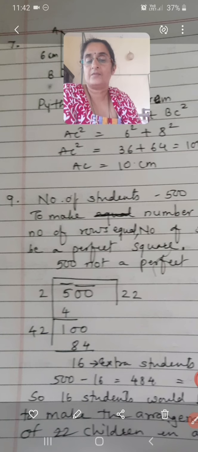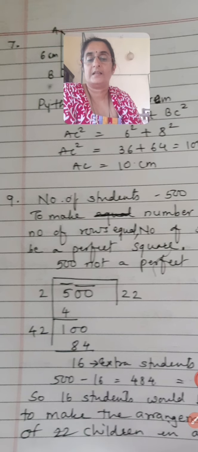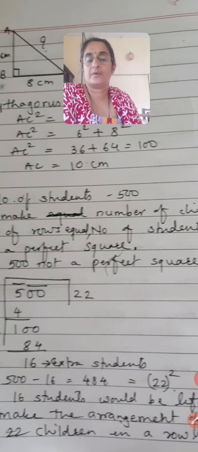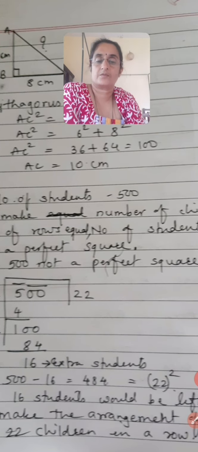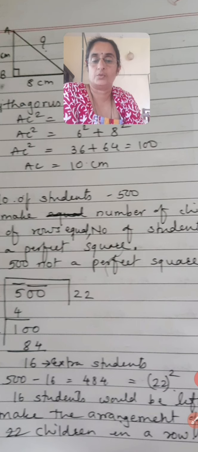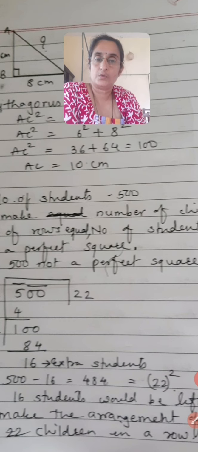500 minus 16, if you do, you will get 484. Now see whether this 484 is a perfect square or not. So that is a perfect square. Its root is 22. So in each row there should be 22 children and there should be 22 rows to make a proper arrangement. Understood? If you have any doubt children, let me know, we'll solve it.